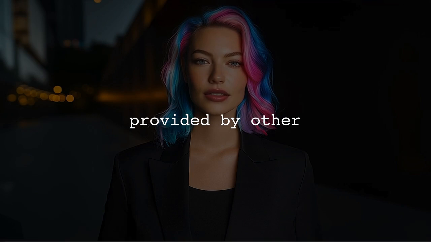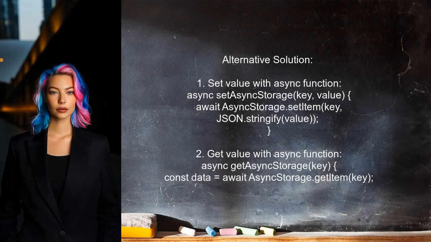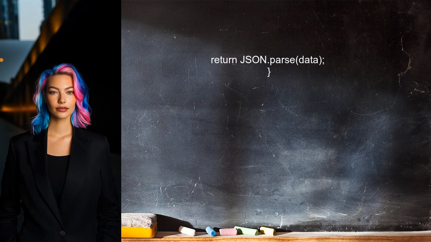Now let's look at the answers provided by other users. An alternative solution provided by another user suggests using asynchronous functions to handle async storage. First, they recommend setting the value with a function that stringifies the object before storing it. Then, to retrieve the value, they suggest parsing the string back into an object after fetching it.